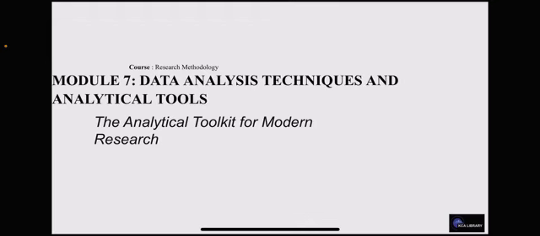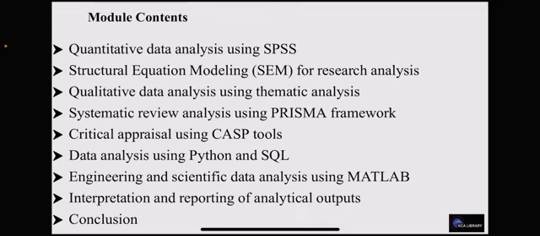So this module is what we can refer to as the analytical toolkit for modern research. The contents of the module are: one, quantitative data analysis using SPSS. After that, we'll move to the next subtopic, which is structural equation modeling, that's SEM, for research analysis. Then we'll look at qualitative data analysis using thematic analysis. Then we'll move on to systematic review analysis using the PRISMA framework. After that, we look at critical appraisal using CASP tools.